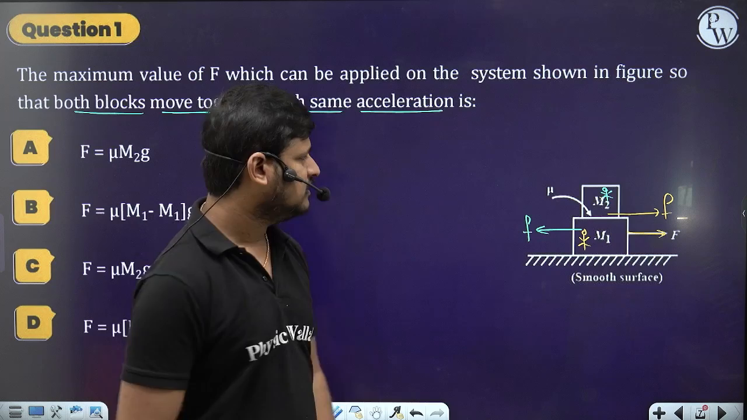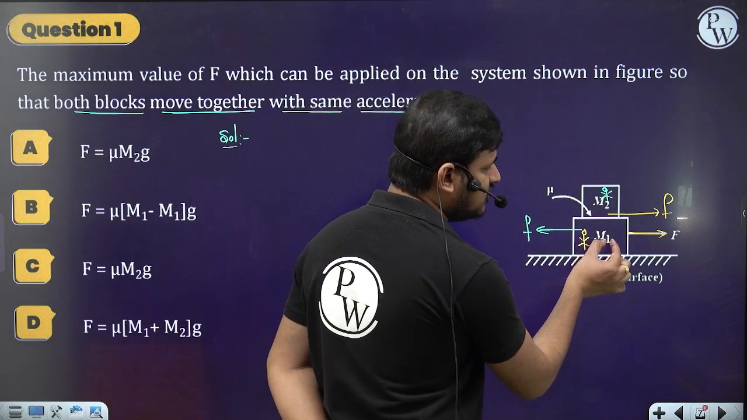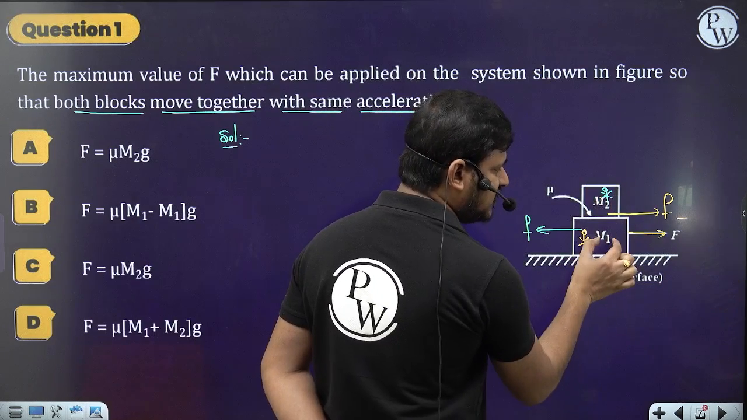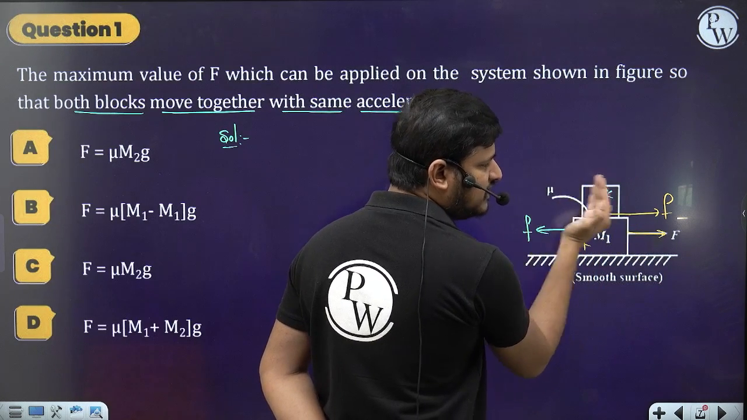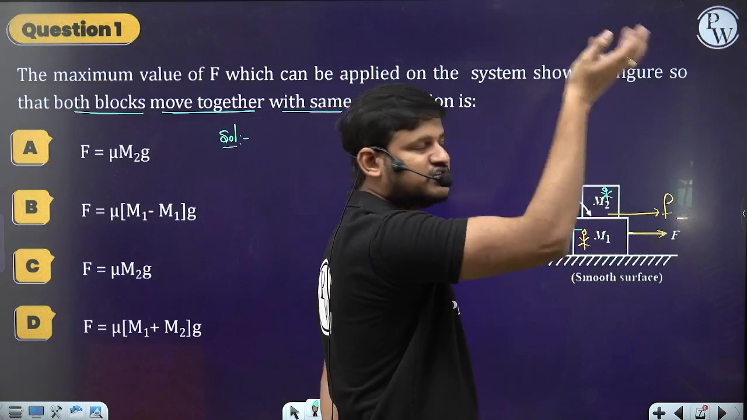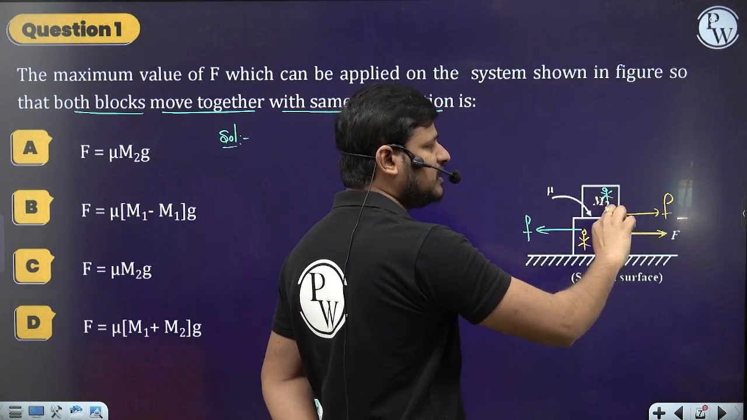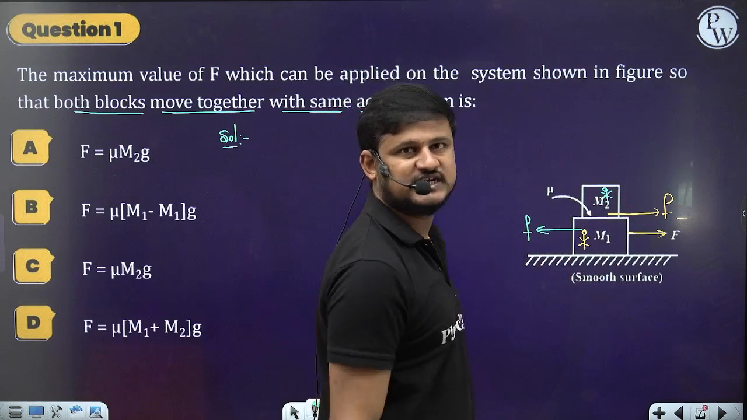Understood the concept? See, if you are sitting inside the M1, as a force is applied on the M1, it seems that you are moving rightward. So with respect to you, the M2 block seems to be moving backward. Obviously, friction opposes relative motion, right? As it seems to be moving backward, that's why on the M2 block, friction should act to the right side.